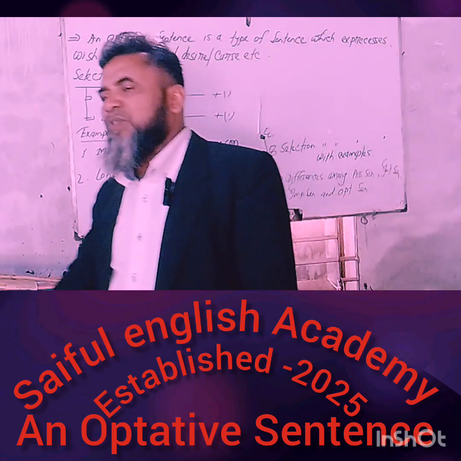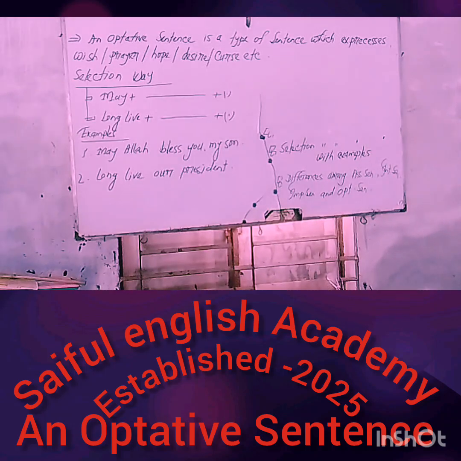My dear learners, if we want to define an optative sentence, we can say that an optative sentence is a type of sentence which expresses wish, prayer, hope, desire, etc. Hope you have understood clearly.